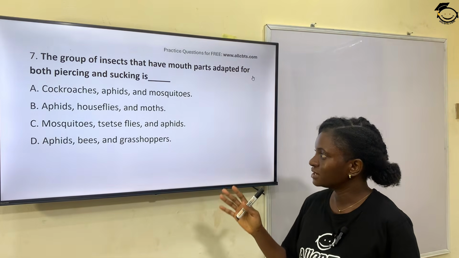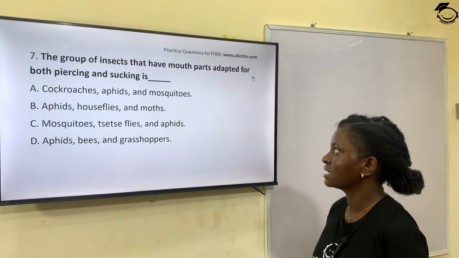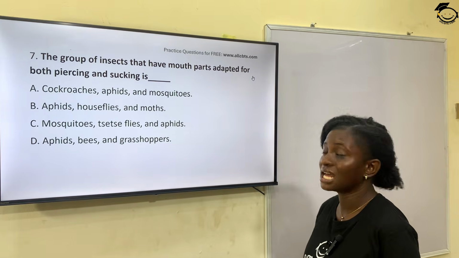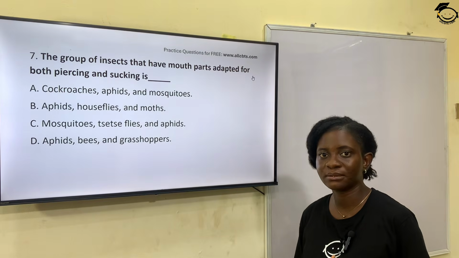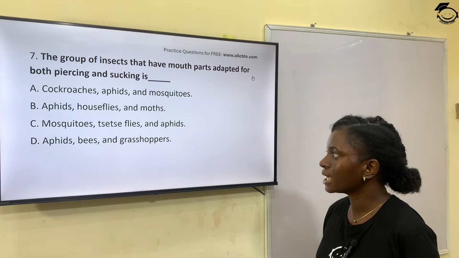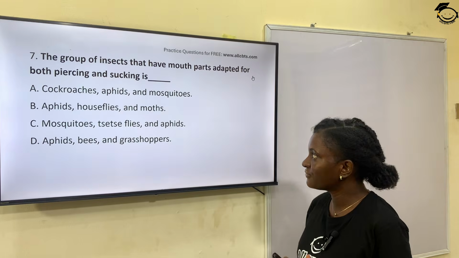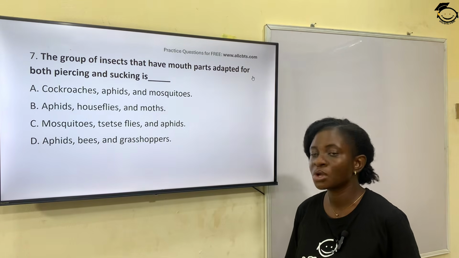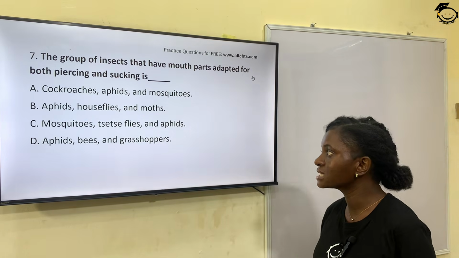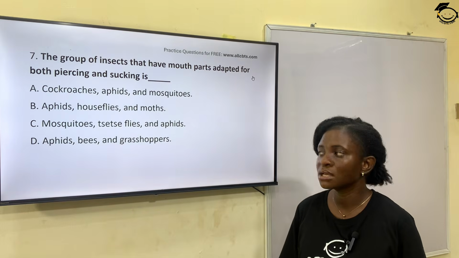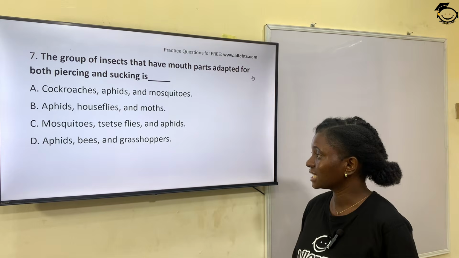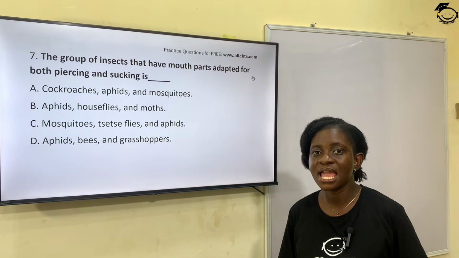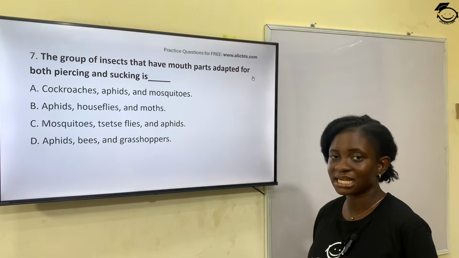Question 7. The group of insects that have mouth parts adapted for both piercing and sucking is? So which of these groups of insects have mouth parts that are adapted for piercing and also sucking blood? Option A, cockroaches, aphids, and mosquitoes. Option B, aphids, houseflies, and moths. Option C, mosquitoes, flies, and aphids. Option D, aphids, bees, and grasshopper.